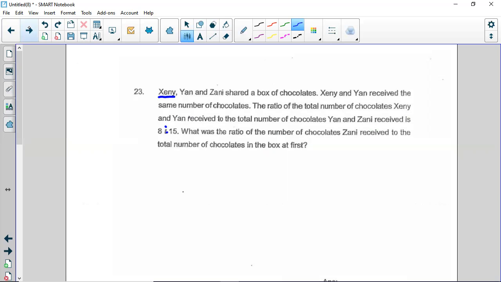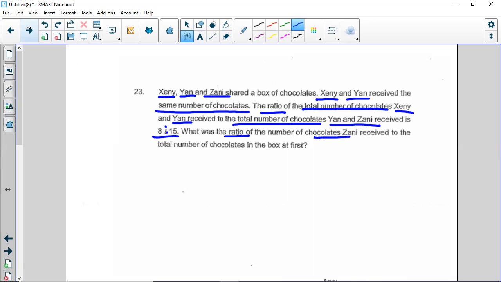Okay, so Zini, Yan, and Zani share a box of chocolates. Zini and Yan receive the same number of chocolates. And the ratio of the total chocolates Zini and Yan receive to the total chocolates Yan and Zani receive is 8:15. What was the ratio of the chocolates Zani received to the total chocolates in the box at first? Now it's a bit confusing.